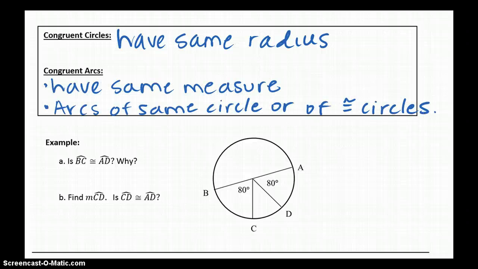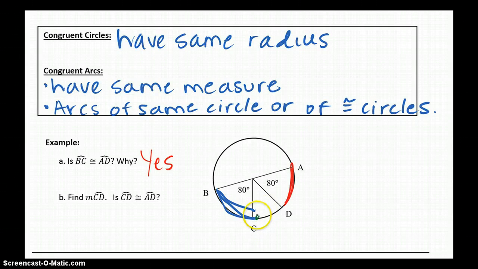So let's practice. Example A says, is arc BC congruent to arc AD and Y? So first we have arc BC here in blue, and then we've got arc AD in red. So we have to decide, are these two arcs congruent? If you notice, the angles that intersect the arcs are both the same measure. Since the arcs are a part of central angles and the angles are the same measure, the arcs will be the same measure as well. So this would be yes, and you would say that the angles are congruent, therefore the arcs are congruent because they are central angles.